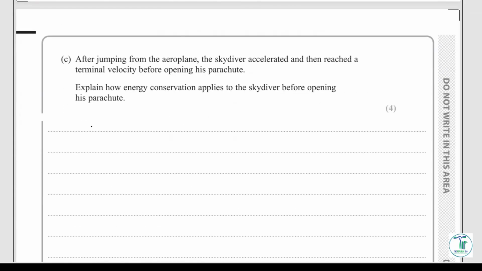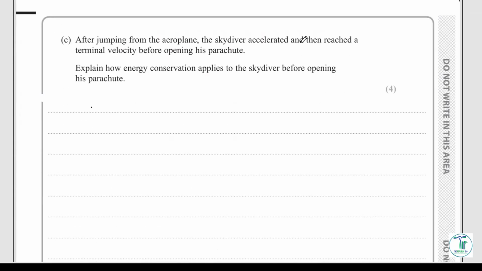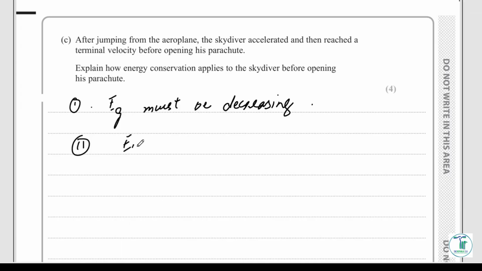In the BC part, after jumping from the aeroplane, the skydiver accelerated and then reached a terminal velocity before opening his parachute. Explain how energy conservation applies to the skydiver before opening the parachute. When he is jumping downwards, first of all, the gravitational energy must be decreasing, right? And when the gravitational energy is decreasing, the kinetic energy must be increasing, because we need to conserve the energy, right?